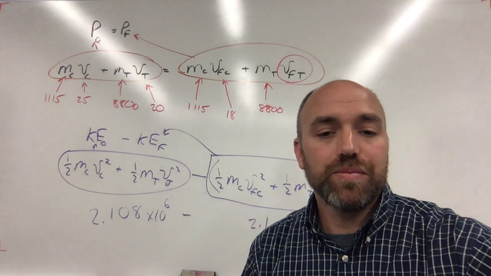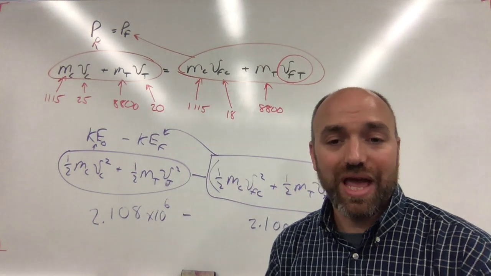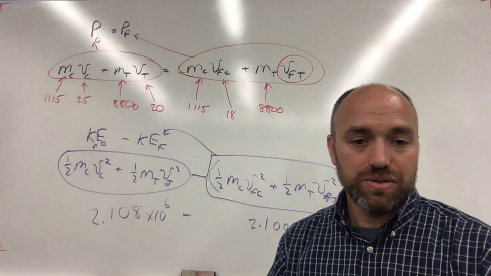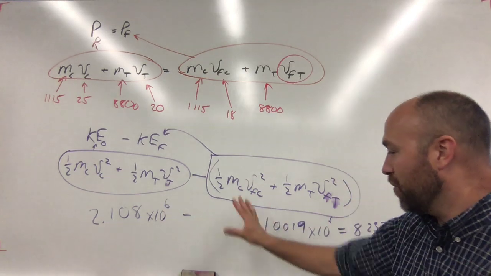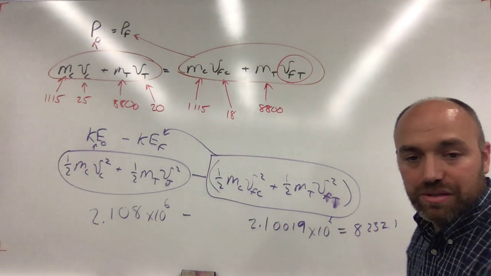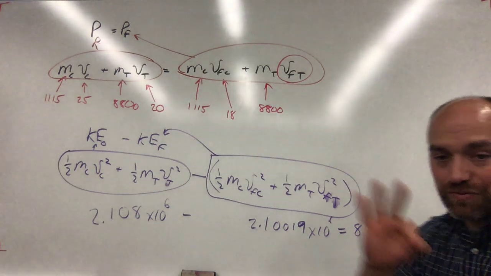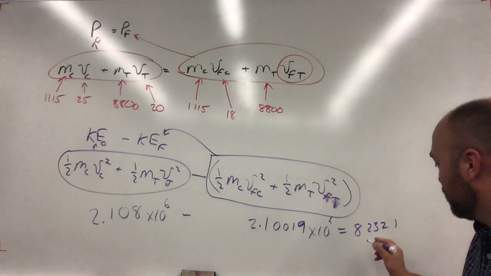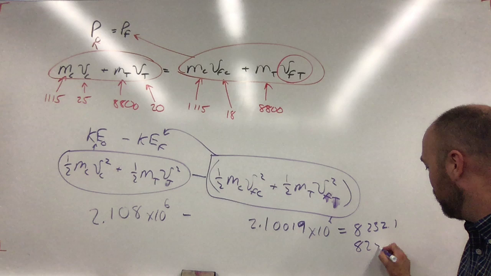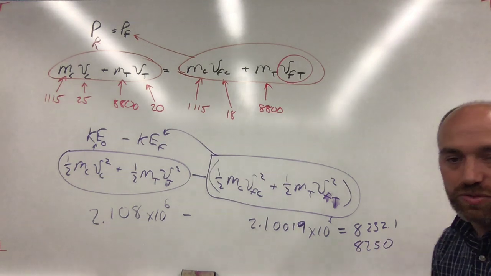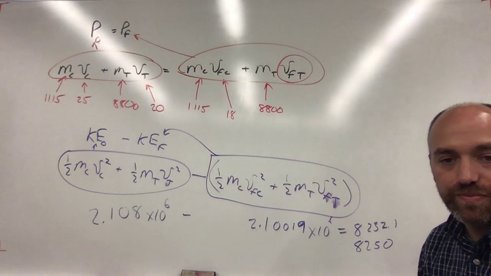Yeah, maybe. In general, you don't want to round until after you get the final answer. So don't round anything off anywhere until you're here. WebAssign's looking for 3 sig figs, so it's looking for 8250. It's just the first 3 sig figs.